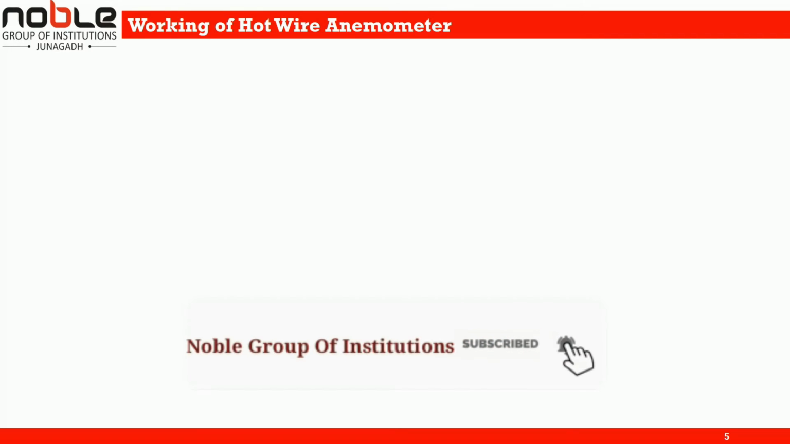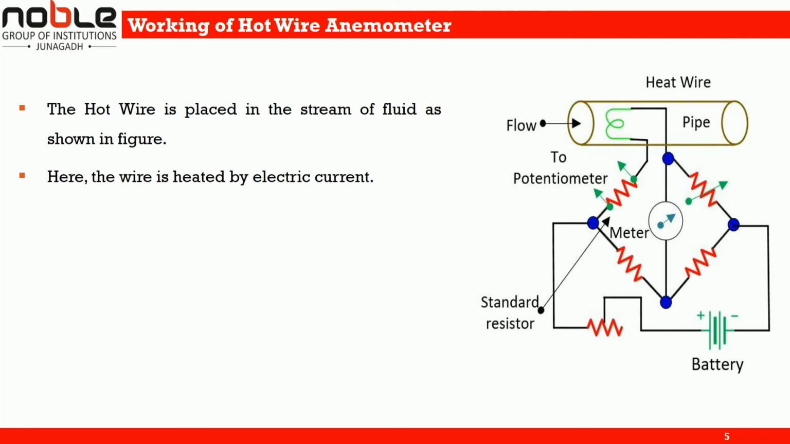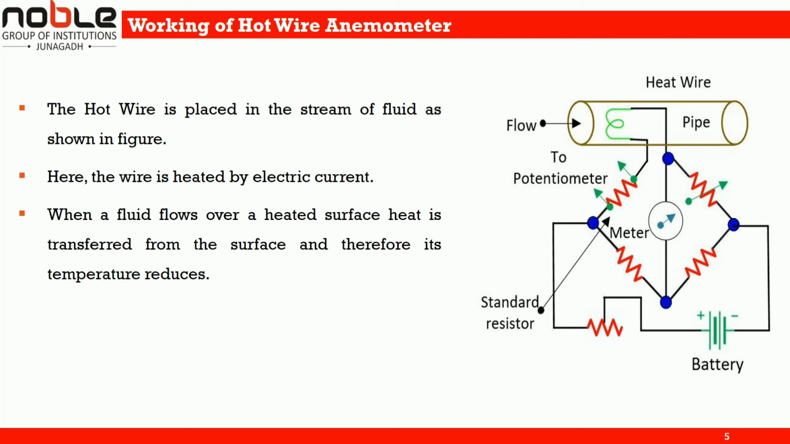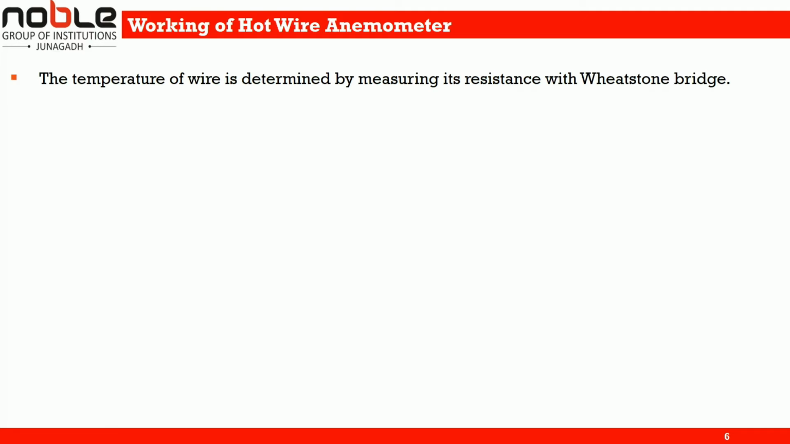Now let us see the working of a hot wire anemometer. The hot wire is placed in the stream of fluid as shown in the figure. Here the wire is heated by electric current. When a fluid flows over a heated surface, heat is transferred from the surface and therefore its temperature reduces. The rate of reduction of temperature is related to flow rate. The temperature of the wire is determined by measuring its resistance with the Wheatstone bridge. So the resistance of the heater wire measures the flow rate of the fluid.